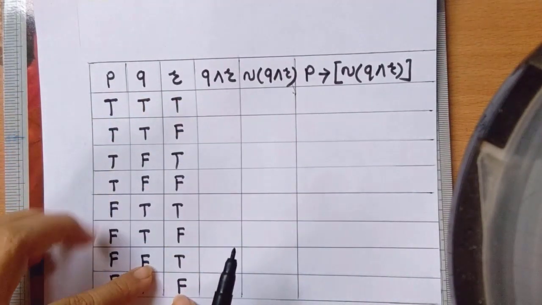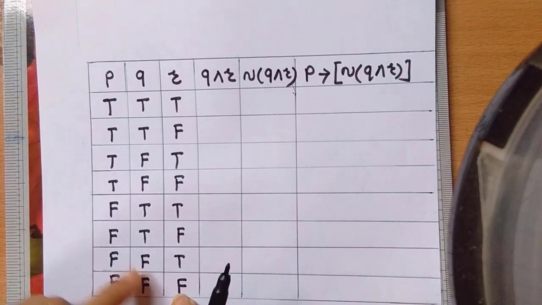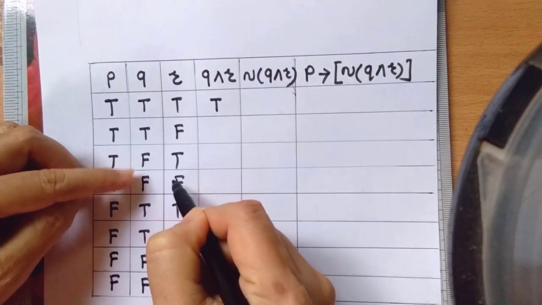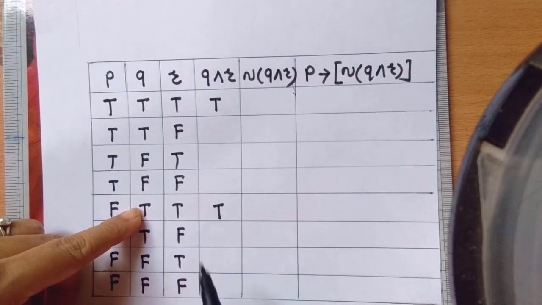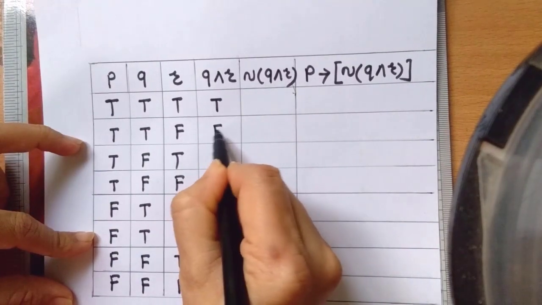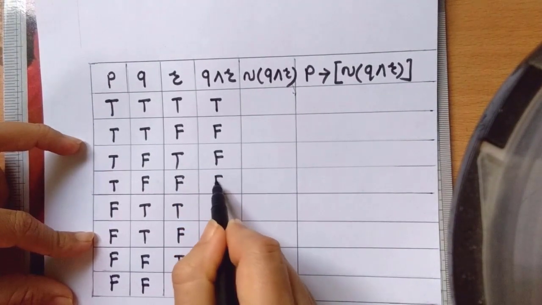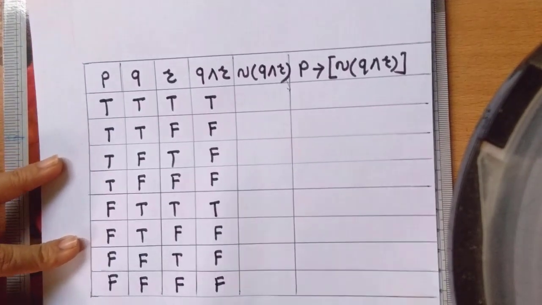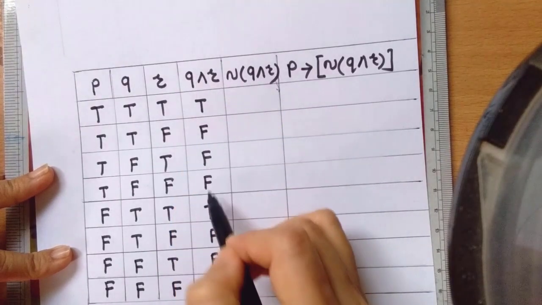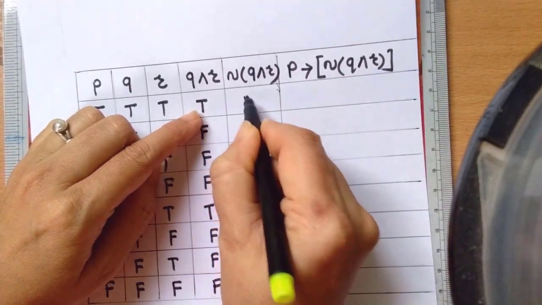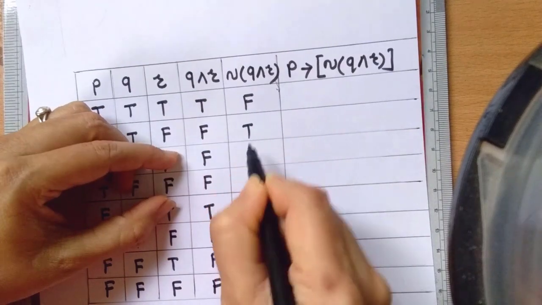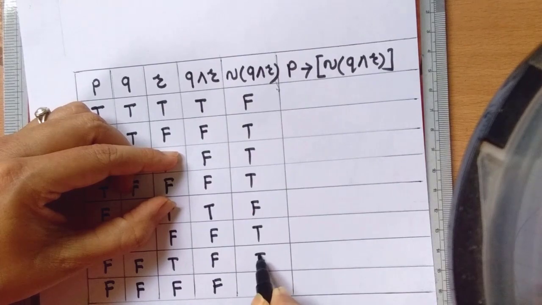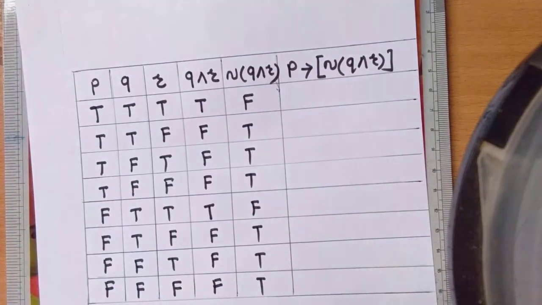Next one Q conjunction R. So conjunction between these two. Again rule of conjunction is TT then T. So observe here TT, T. No, so here also we can observe TT, T. And rest we will write F. Next one negation of this. So we know that if T, then write down F. 3 times F, so 3 times T. Again T, write down F, 3 times F, so here 3 times T.